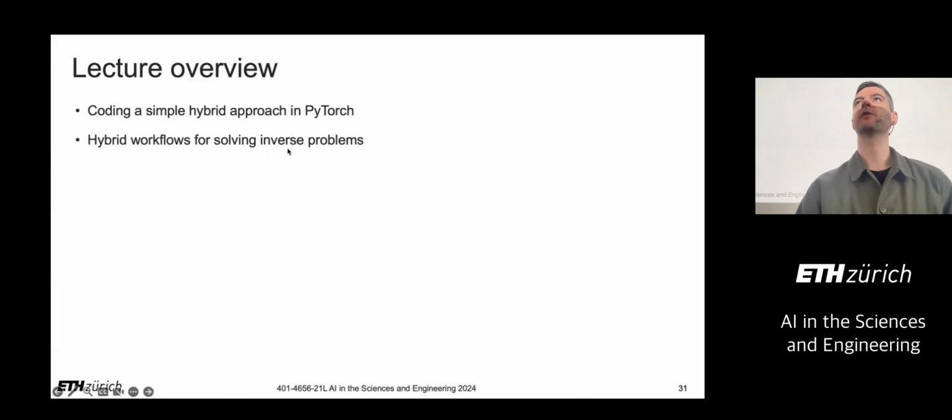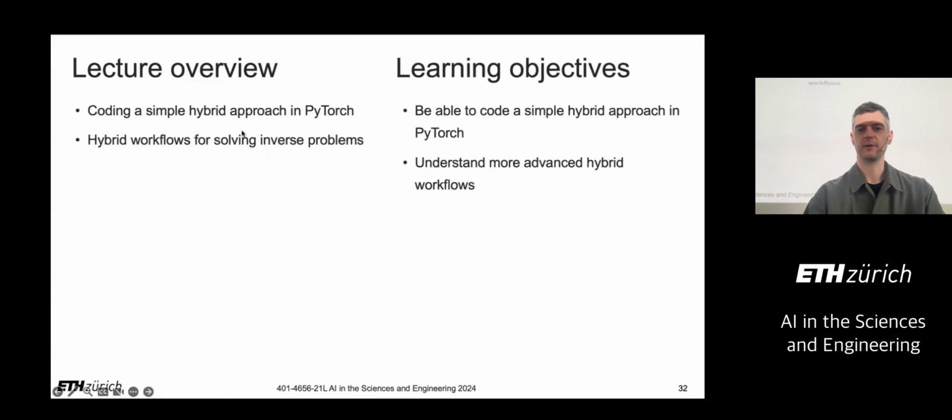This workflow is for solving inverse problems. So instead of carrying out forward simulation, we're going to try and learn something about some underlying parameters of the system. I don't know if I'll get to this in this lecture, but we'll carry on next lecture if we don't make it. So hopefully by the end of this part, you should be able to experiment with hybrid approaches yourself in PyTorch by using the code and understand advanced hybrid methods.